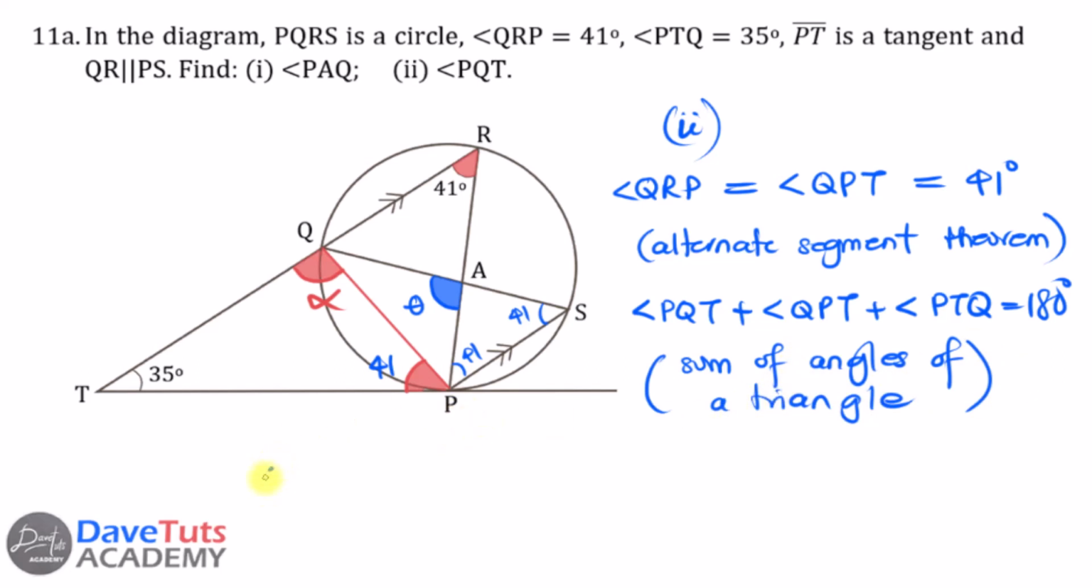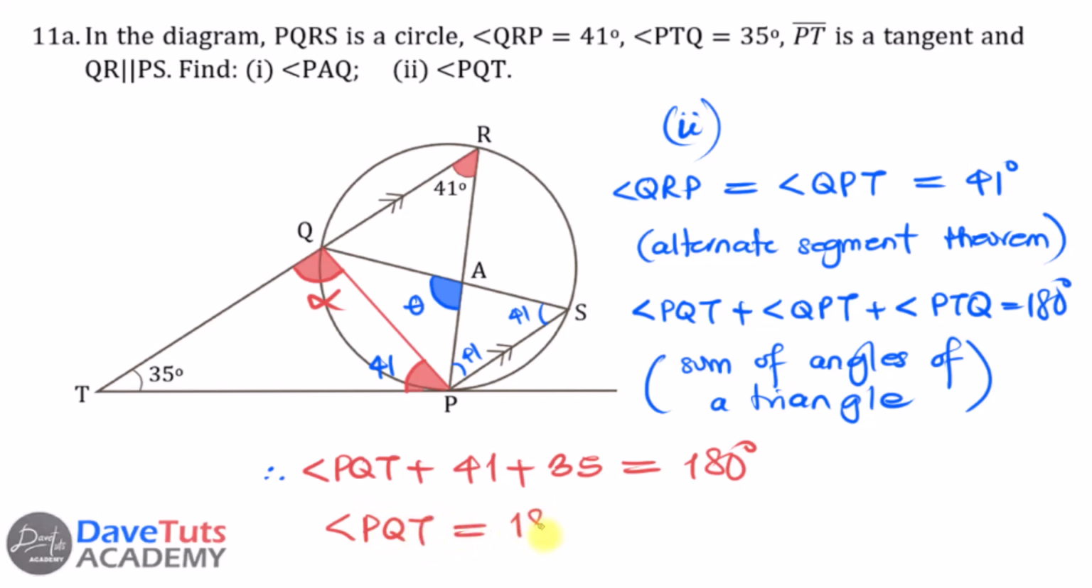Therefore, the PQT that we are looking for, which we call alpha here, we can say that PQT plus QPT, which is just going to be 41, plus PTQ, this one here, which we are given as 35, the sum of the three is 180 degrees, such that PQT that we are looking for is nothing but 180 minus the sum of these two. This will be 76.